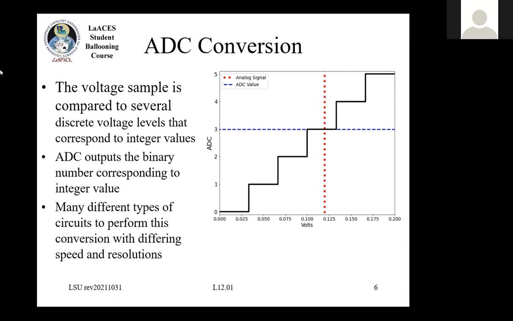So the ADC is basically going to go through and rapidly compare your analog signal, which is this red line here, and it's going to find the two voltage values that it falls between. And it's going to then output a digital signal, which will be the binary representation of whatever this number is. Now, how that circuit actually does that, there are several different techniques that you can do.